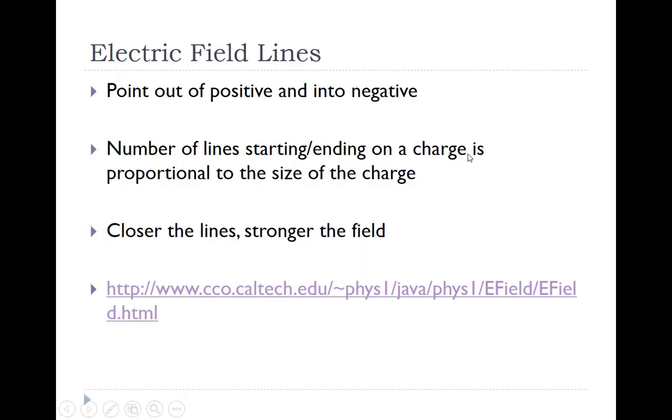Okay, so I think that is everything here. Field lines point out of positive into negative. The number of lines starting or ending on a charge is proportional to the size of the charge, and the closer the lines are, the stronger the field.